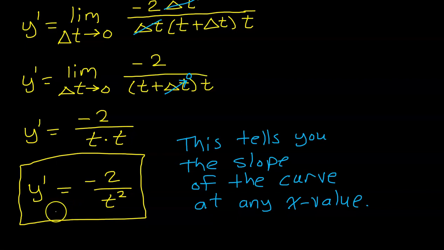Every time you do a derivative, I want you to stop and think about what you just found. The derivative means the slope of a curve at a point. So this little formula that we just came up with tells you the slope of the curve, and in this case the curve was y equals 2 over t. But this formula tells you the slope of this curve at any x value. Well, I mean t value.